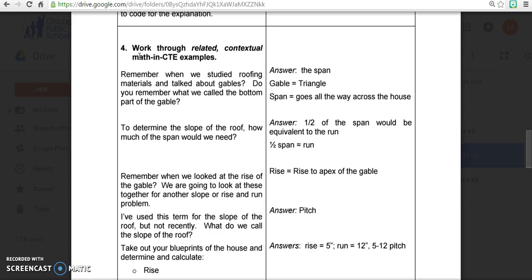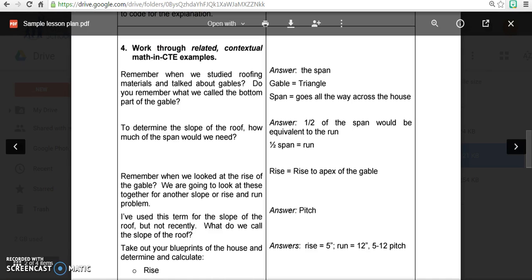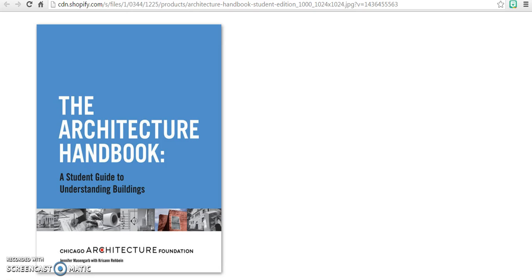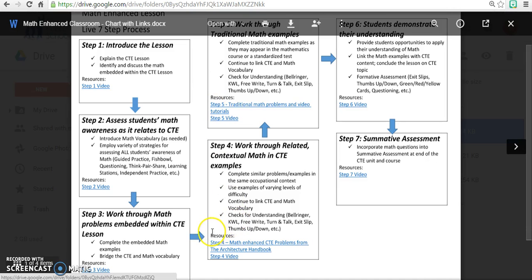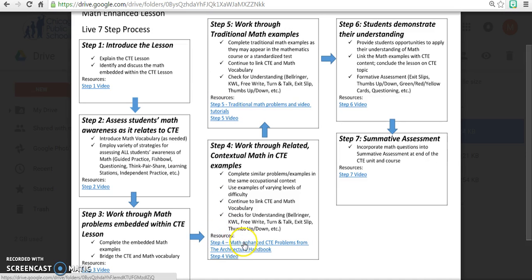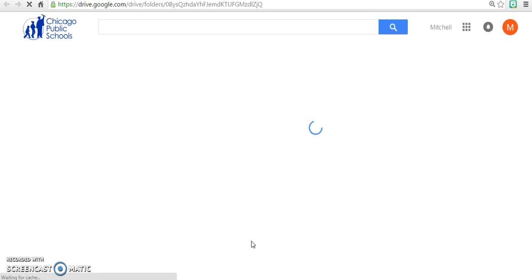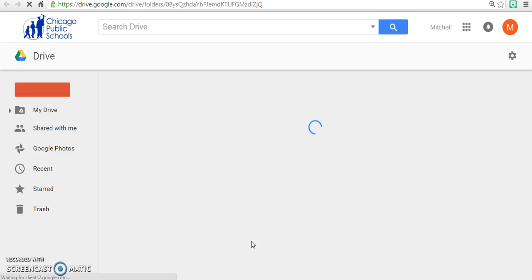How we have built some resources for you is through the use of the Architecture Handbook. This book every architecture teacher should have. What we've done is we've gone through this book and pulled out all of the different math problems that are in it and assigned them to the different standards that you have. So, if you go back to this document, you will notice under the resource heading for Step 4, there's this link right here, Math Enhanced CTE Problems from the Architecture Handbook. I'm going to go ahead and click on that, and it will open up a folder in the Google Drive.